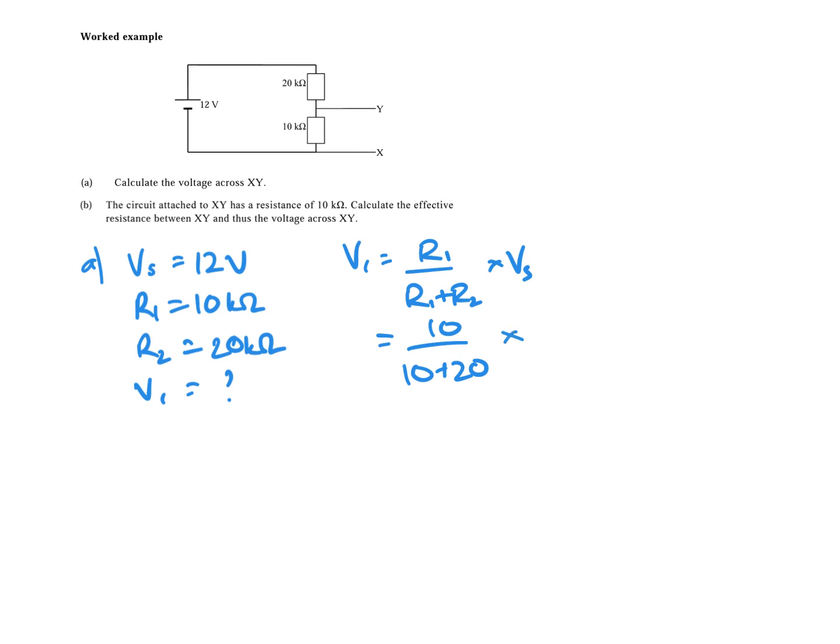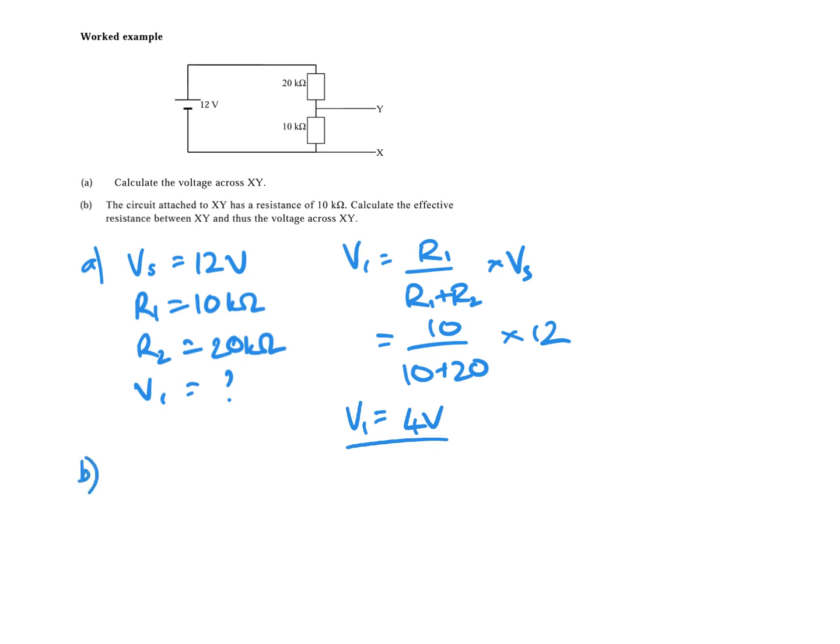And the k's here in the top and bottom line would cancel out. So if you're using V equals I times R or stuff like that, you do need to be careful with your kilo ohms. But if you're just dealing with ratios of resistances like there, then that's fine. Okay, so the voltage across XY is 4 volts.